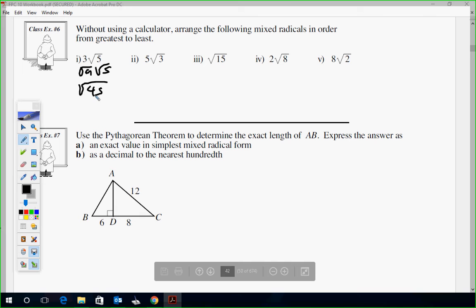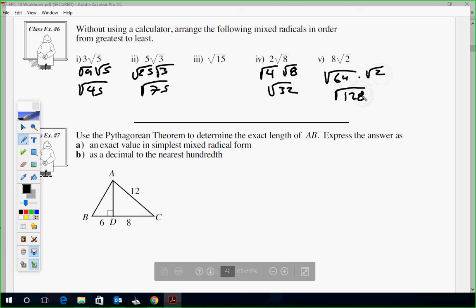Same thing here. 25 times 3, so root 75, so that's even bigger. The root 15, I don't have to do anything. This one here, root 4 times 8, root 32. Here, root 64 times root 2.